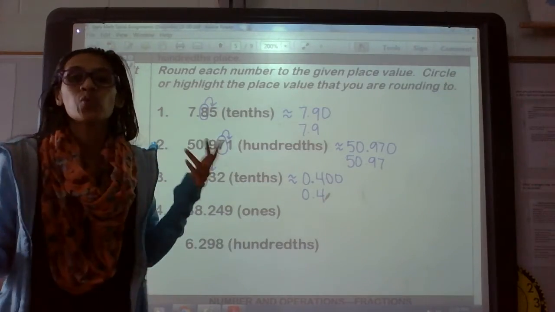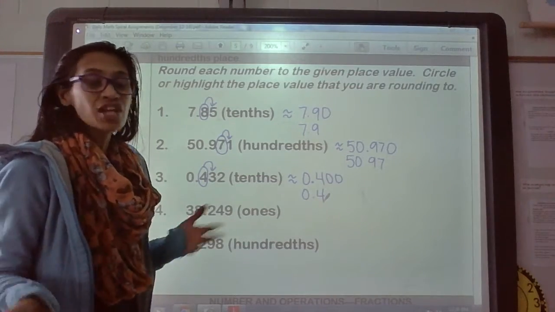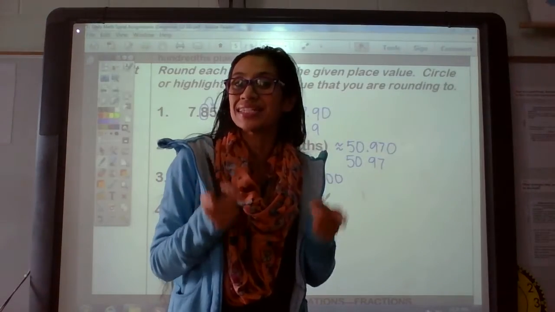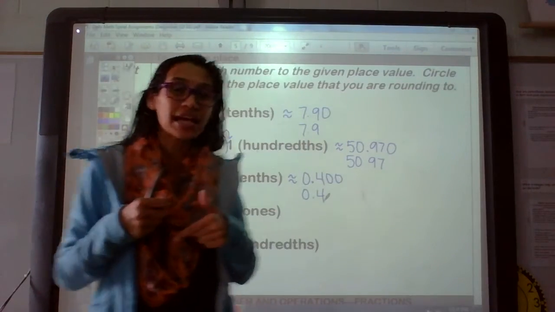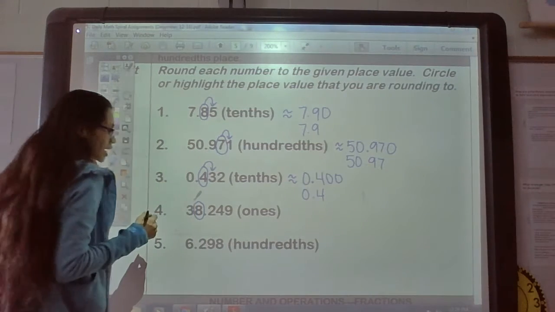Which digit is in the ones place? So it's not tenths, hundredths, thousandths. It is not after the decimal. It is before the decimal. It is the digit right before the decimal. So that is the 8. And what does the 8 do?